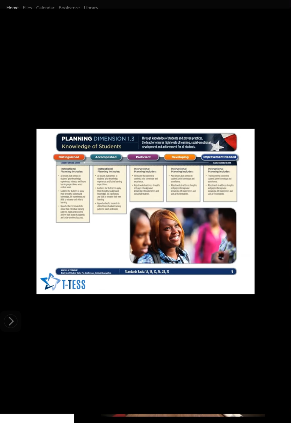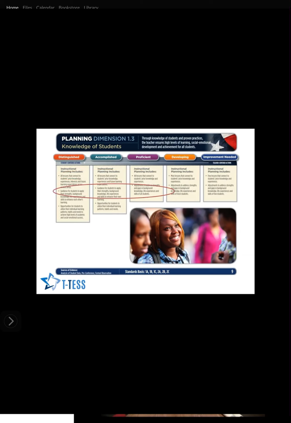Let's connect this learning to the t-test rubric and the knowledge of students dimension by reviewing the descriptors at the proficient, accomplished, and distinguished levels. The first set of descriptors focus on the teacher's ability to bridge the content being taught to the background and experiences of the students so that it is personally meaningful, relevant, and motivating. Effective teachers incorporate varied strategies in lesson design to assess what students already know and the experiences they bring to the lesson, using this information as a basis for connecting new learning.